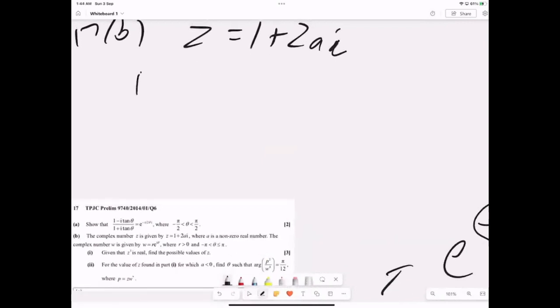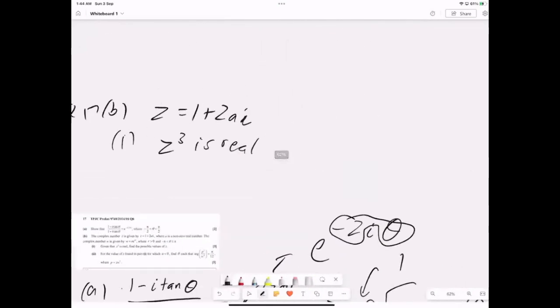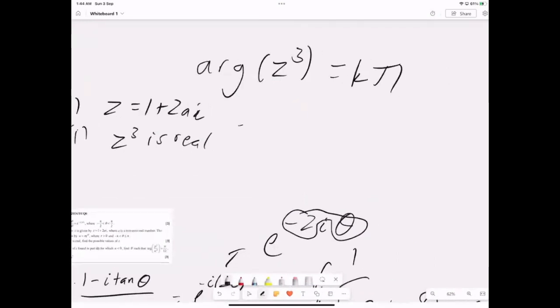Okay, so let's do part 1 first. Given z to the power of 3 is real, find the possible values of z. We know for a fact that if z cubed is real, it means the argument of z cubed equals kπ. Let's remember that we went through the four cases earlier. So in this case it is kπ, so 3 arg z equals kπ.